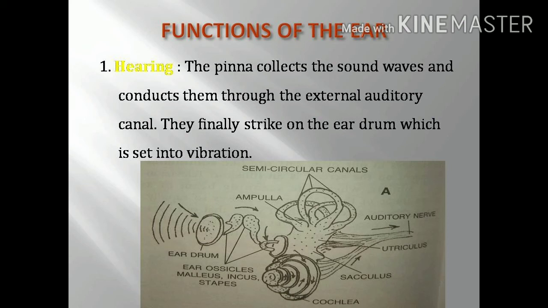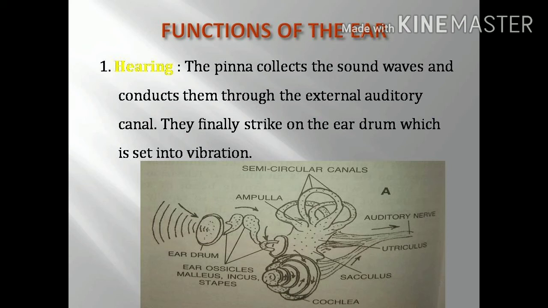Next, the eustachian tube equalizes the pressure on each side of the eardrum, which allows it to vibrate freely. So the eustachian tube equalizes the air pressure on either side of the eardrum. The vibrations in the eardrum cause the bones of the ear, the ossicles, to vibrate.